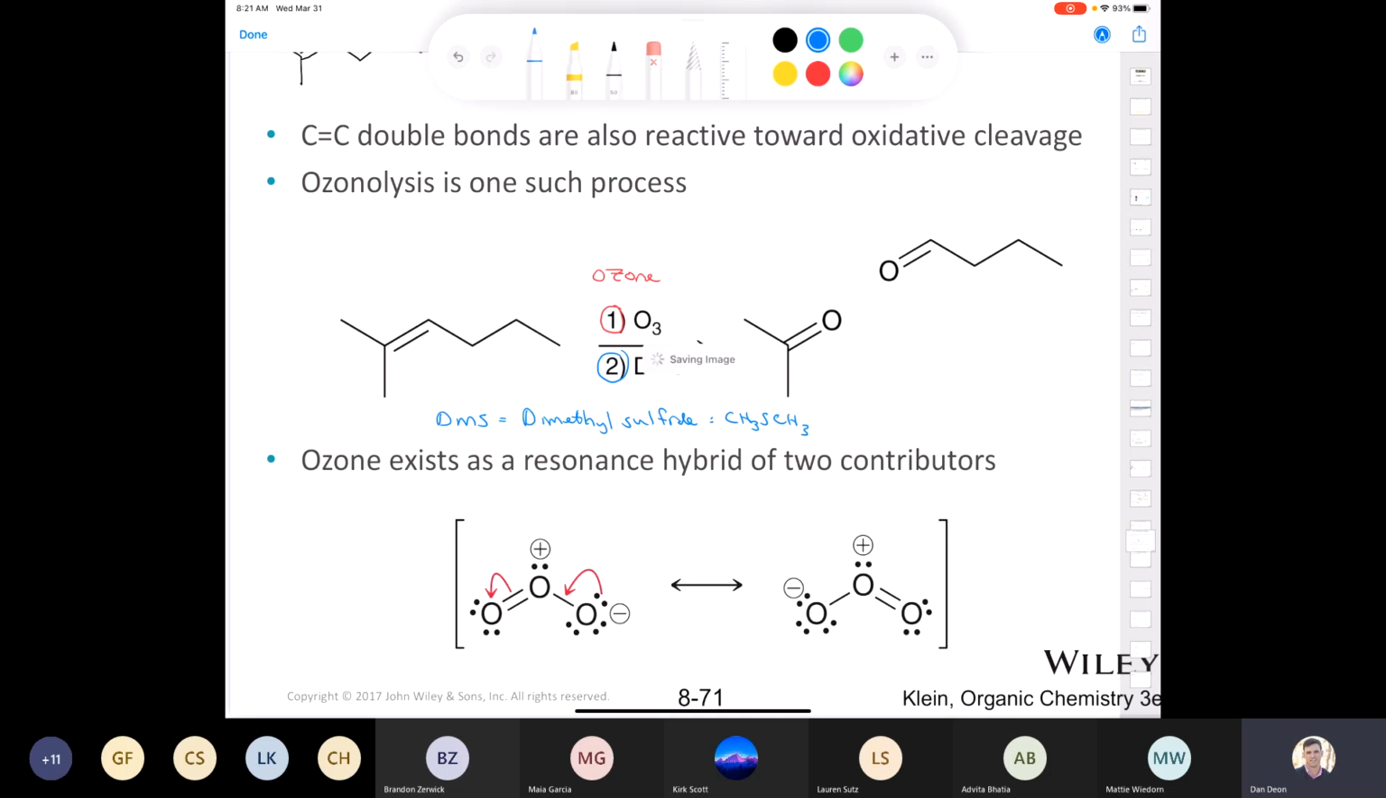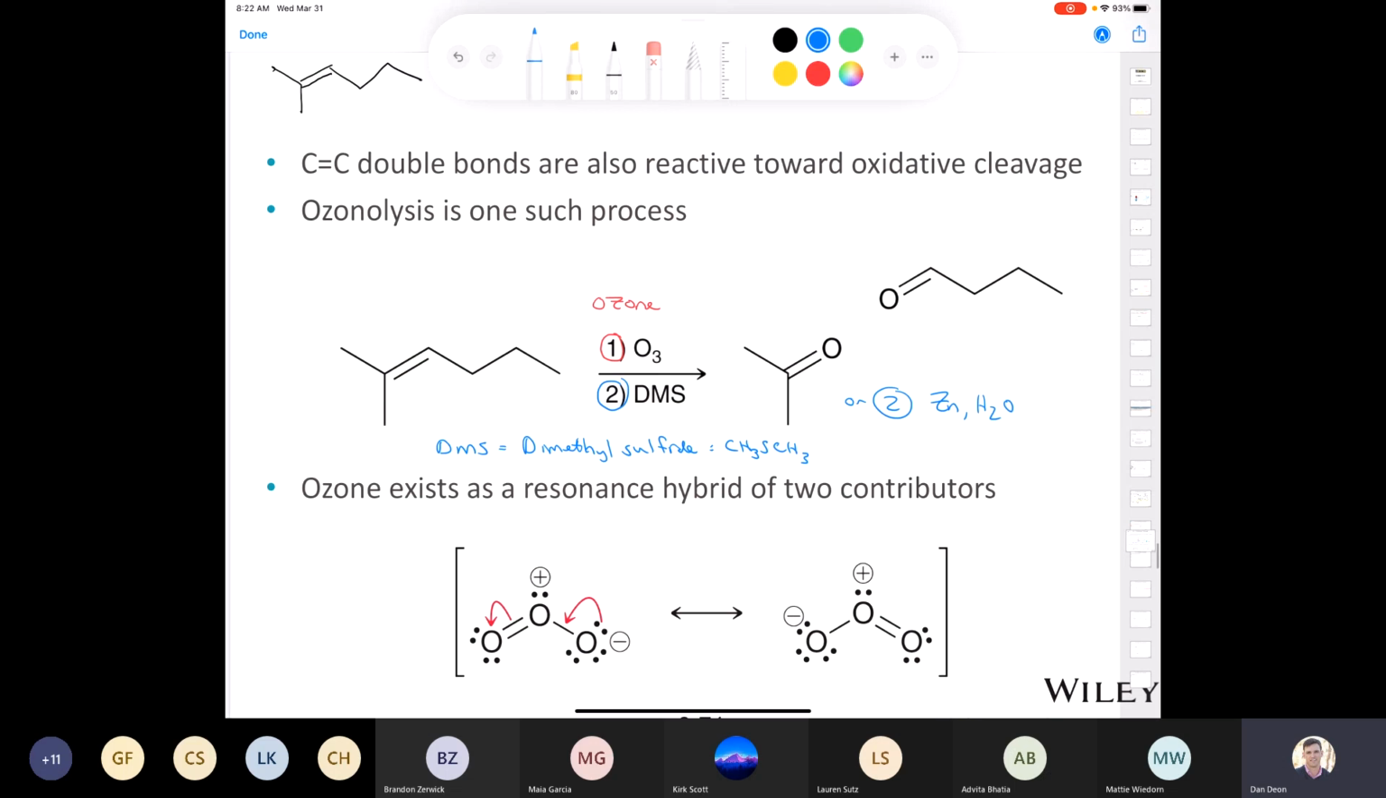And if you look at our textbook, there's an option besides using dimethyl sulfide. I wouldn't want to use it if I don't have to, because it smells so bad. So instead of dimethyl sulfide, you can use zinc. Okay, zinc and water. So this is another possibility. I don't think it ever comes up in the solutions manual. My students have told me that it doesn't come up in the solutions manual, but it is mentioned in the textbook.